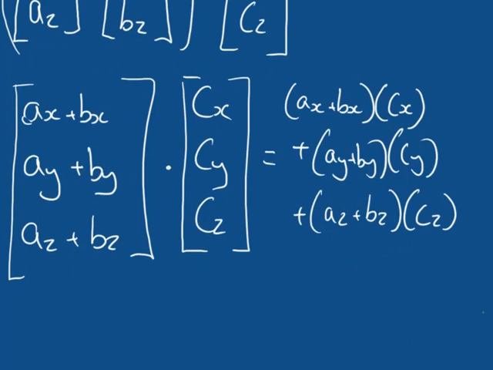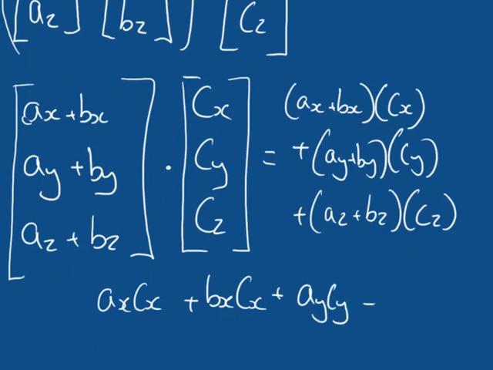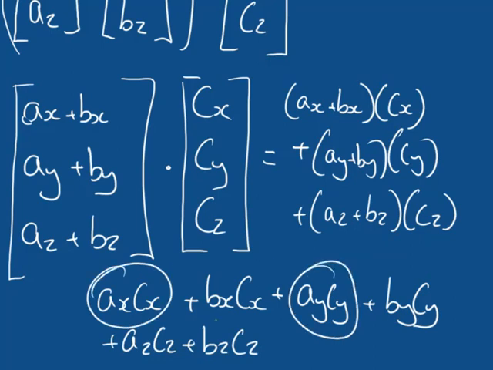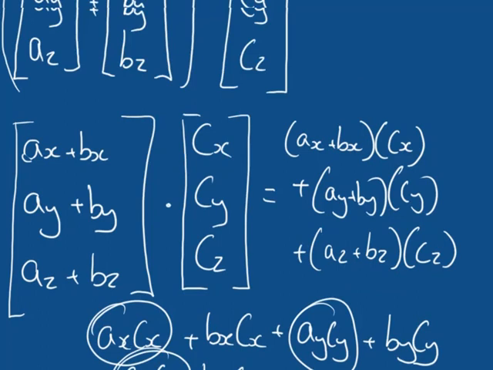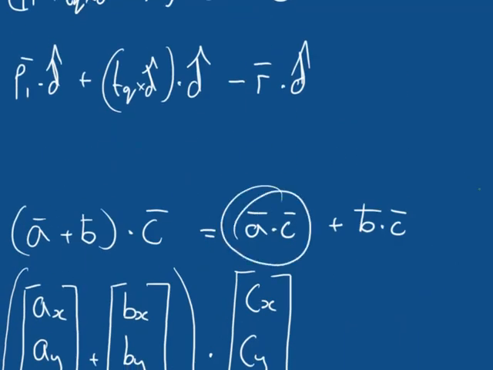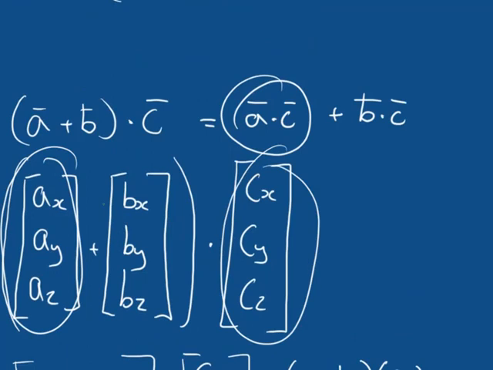Okay, now given that we've got that, let's look at our first term, ax plus bx multiplied by cx. If we expanded this, we'd get ax cx plus bx cx. If we did the same for our second term, we'd add ay cy plus by cy. If we did the same for our third term, we'd add az cz plus bz cz. But notice, if we took ax cx plus ay cy plus az cz, that is the dot product of a dot c. If we took a and dotted it with c, we'd get ax cx plus ay cy plus az cz.